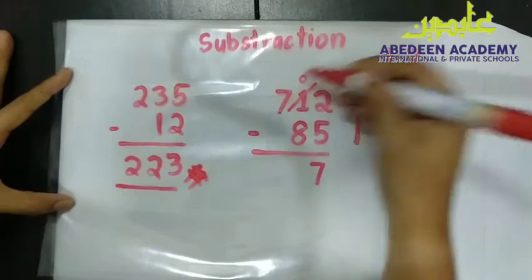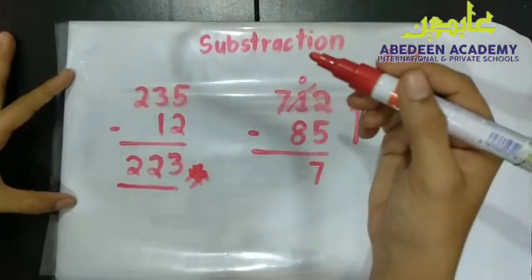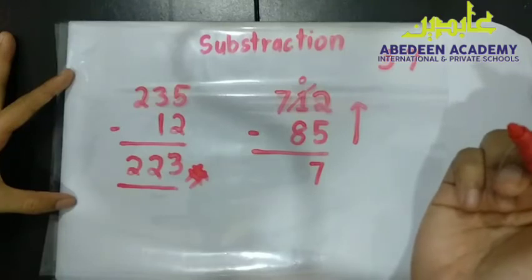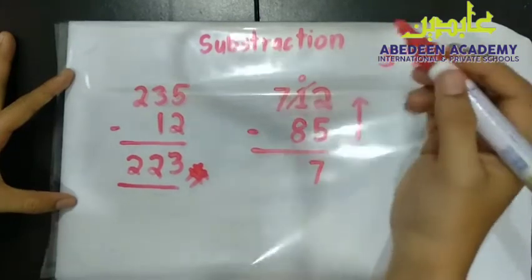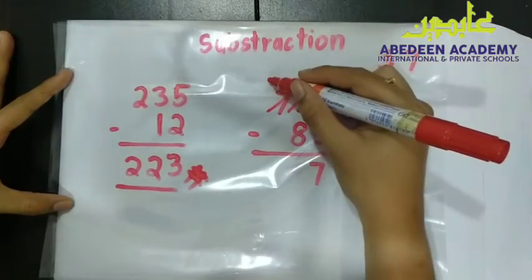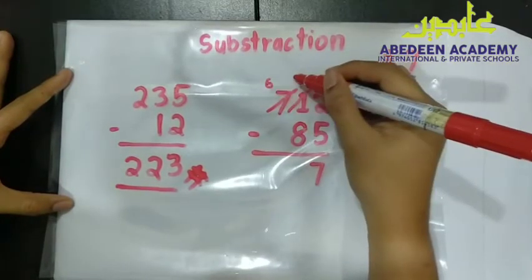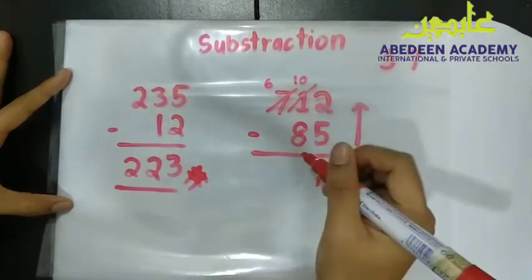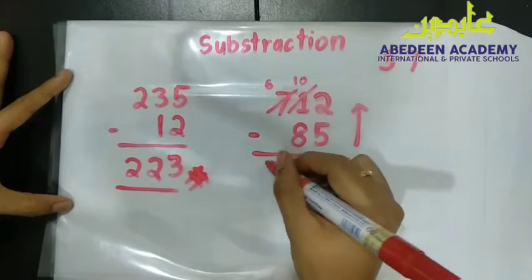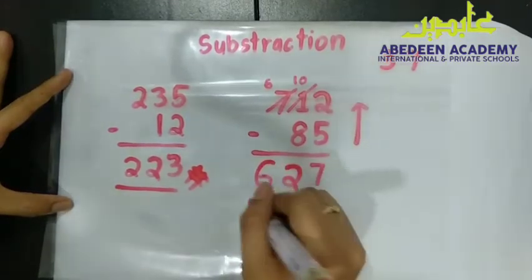Alright, so now 8 minus 0 equals nothing. But this one is easy because you have to borrow from 7 to make it 6. So this one becomes 10. It's easier. 10 minus 8 equals 2. And 6 minus nothing equals nothing. So like that.